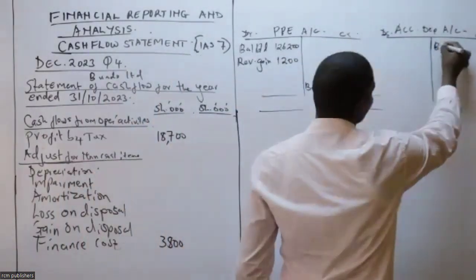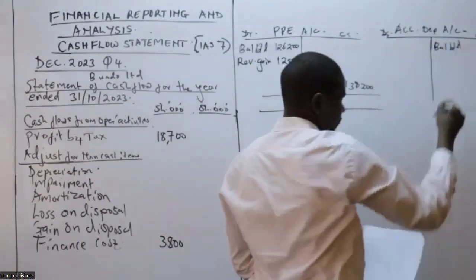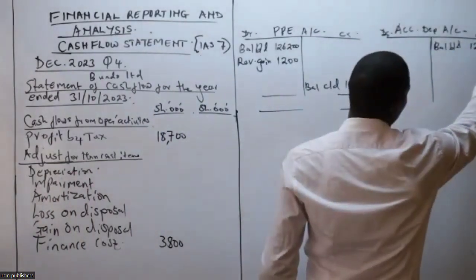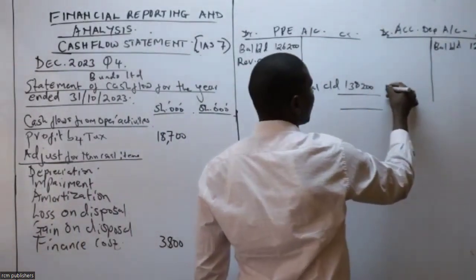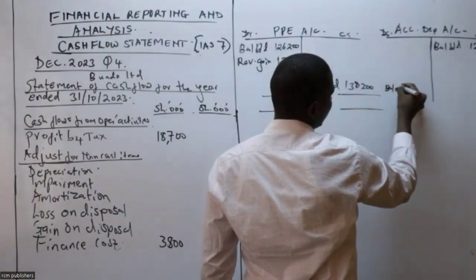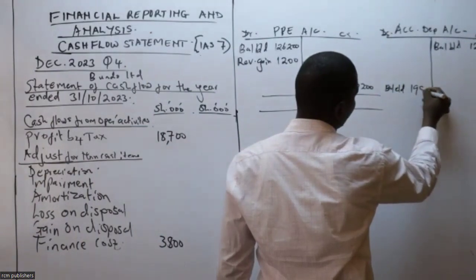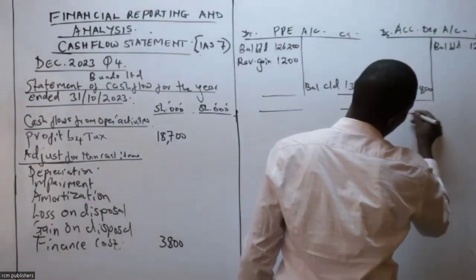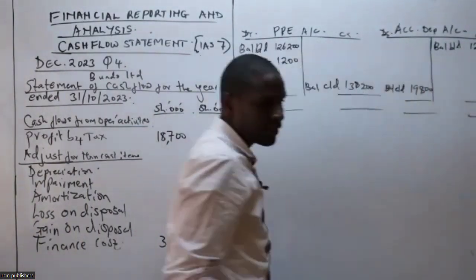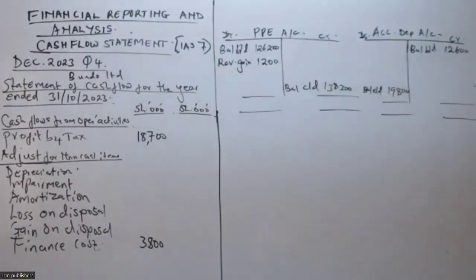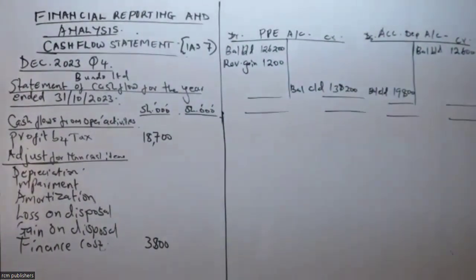So the balance brought down in GAPI, you can see it is 12,600. And then we have the balance carried down of how much? 19,800. Then I can have my figures there. So allow me to adjust a little bit. All right. Can you give me these figures?